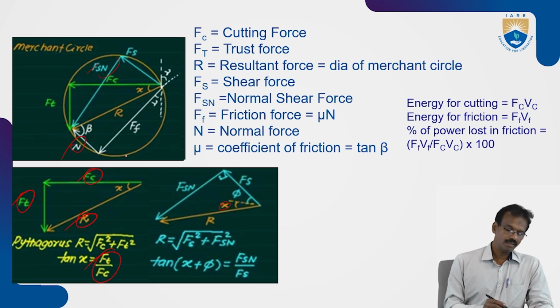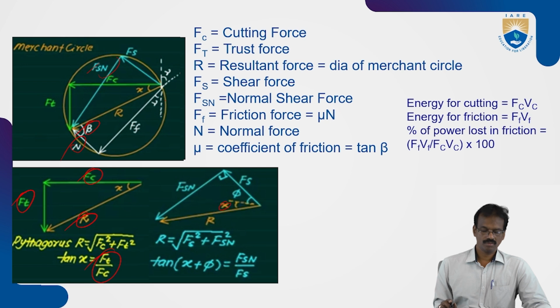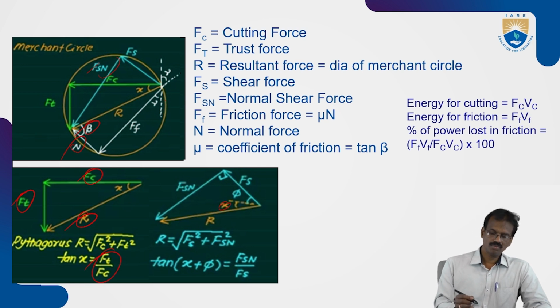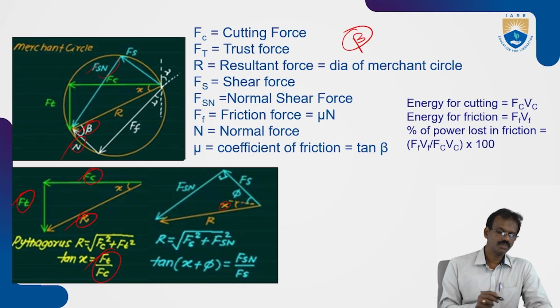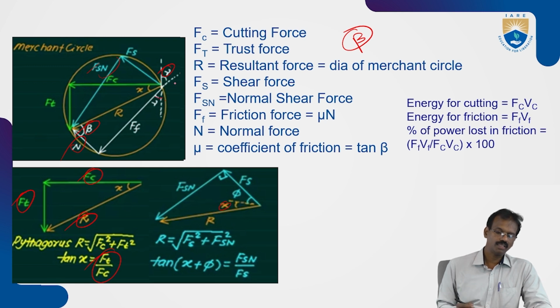Okay. Then beta is the angle of friction. You know this one, beta. So the angle between the normal force and the resultant, you know this one. So you know this is the rake angle. If this is the rake angle, then this one is also the rake angle.